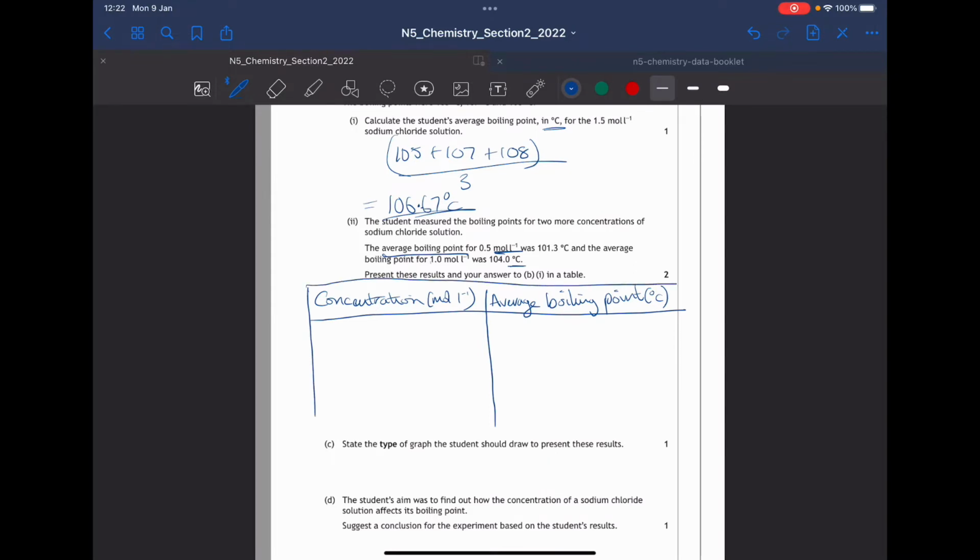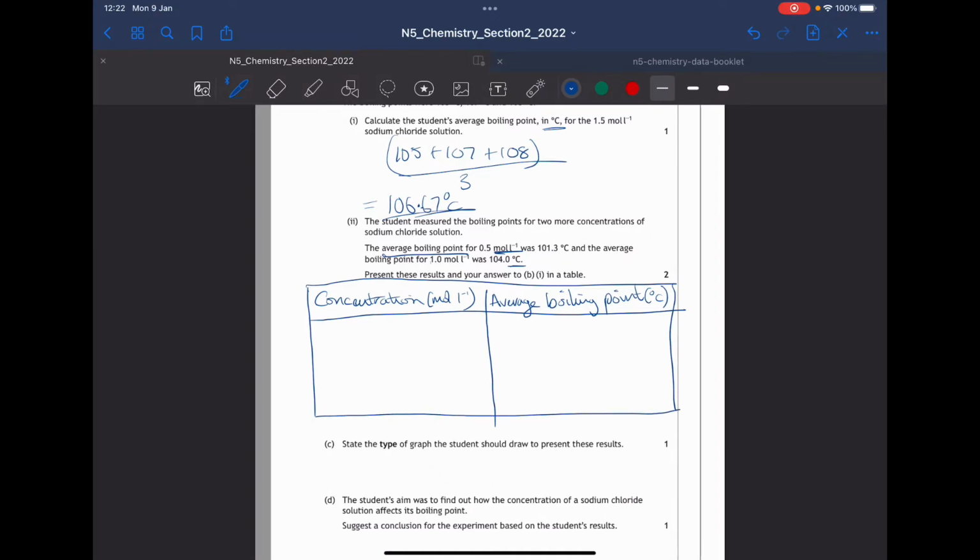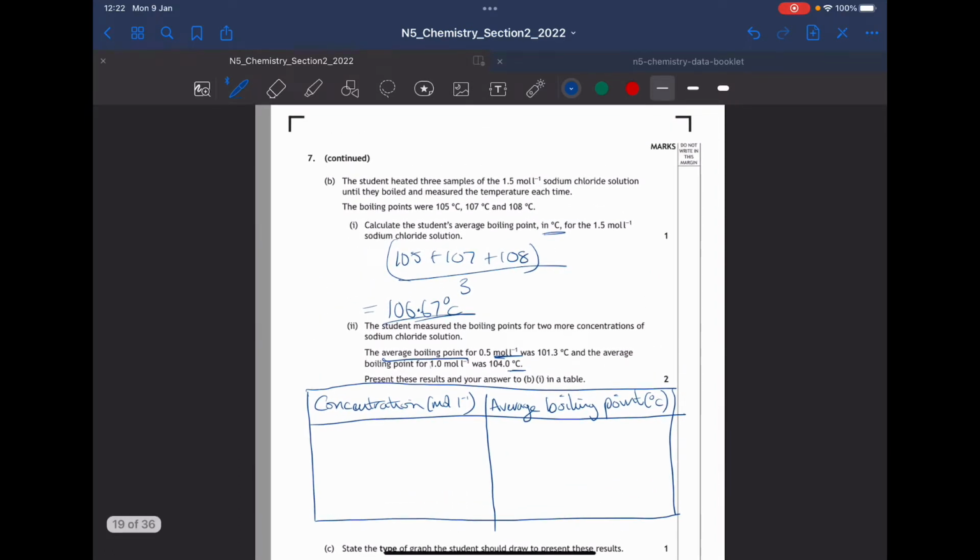So if we fill out the table, the concentrations we had were 0.5, 1.0 and 1.5. You do not write the units again next to the number in the table. That's a big no-no because it's already in the heading, so you're just writing in numbers.